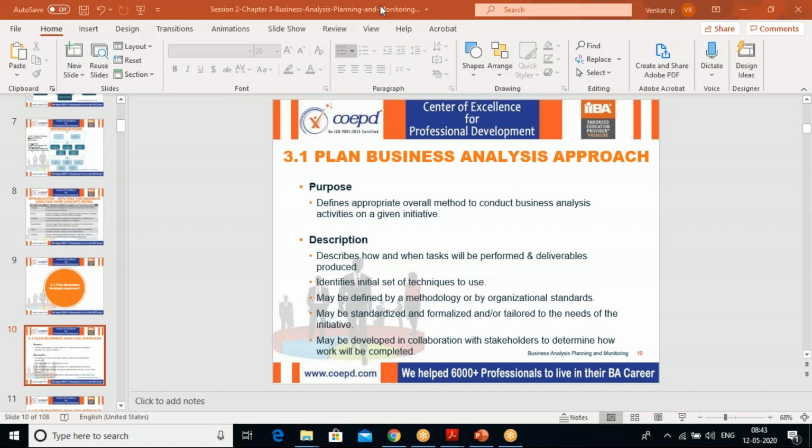Okay, got it? So we should align to the overall goals of the change, and we should coordinate the business analysis tasks with the activities and the deliverables of the overall change. And we should include tasks to manage any risks that could reduce the quality of the business analysis deliverables. And we should select techniques and tools which worked out well previously, so that we can understand it. So these things we have to keep in mind when we are working on a business analysis approach.